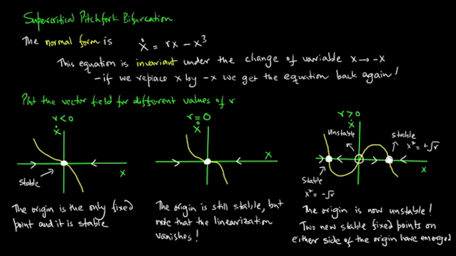Now we have this interesting situation where for r less than 0, we had a stable fixed point. For r is equal to 0, the origin was still stable, but if you look at the linearization, then the linearization would vanish at the fixed point. And then when r was greater than 0, we found that the origin turned unstable, and we had these two new stable fixed points which emerged on either side of the origin.